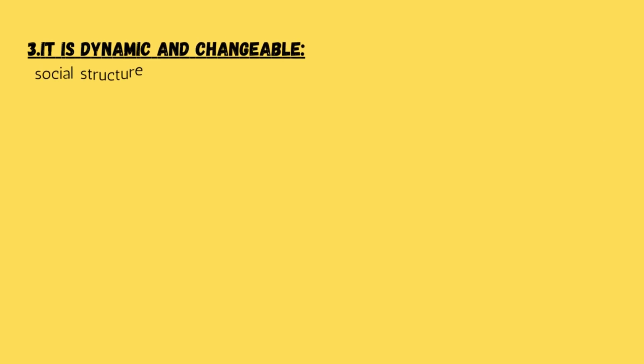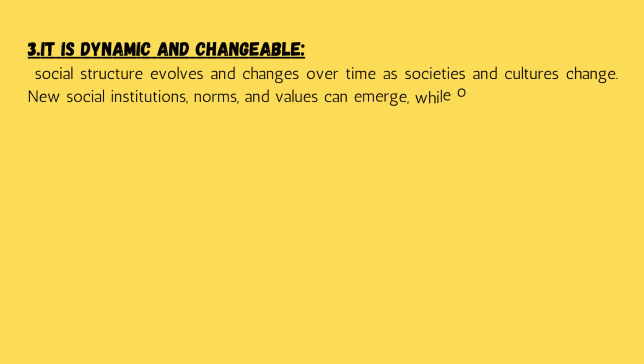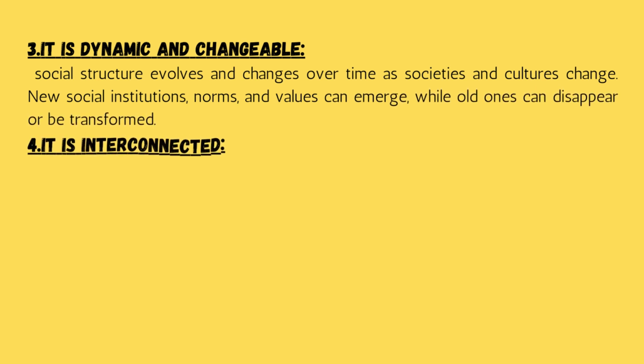Number 3. It is dynamic and changeable. Social structure evolves and changes over time as societies and cultures change. New social institutions, norms, and values can emerge while old ones can disappear or be transformed.